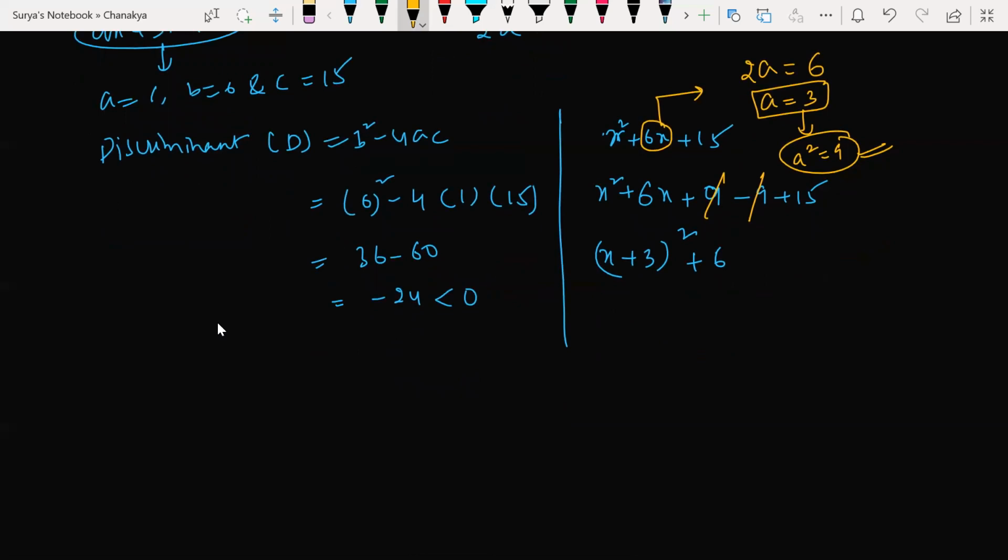So why did we do 9 minus 9? We know it will be 0 only, right? So what's the point? Look at this here. I'm saying that 9 minus 9 gives you 0. Again, I'm getting my polynomial back.